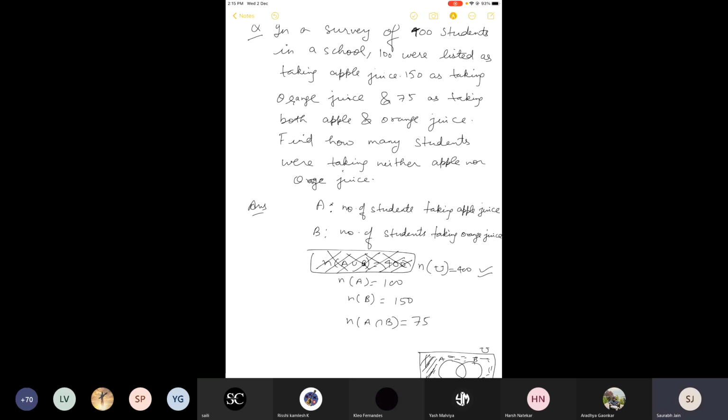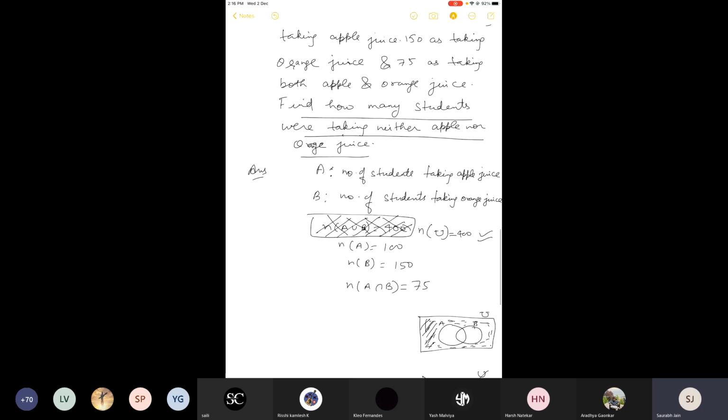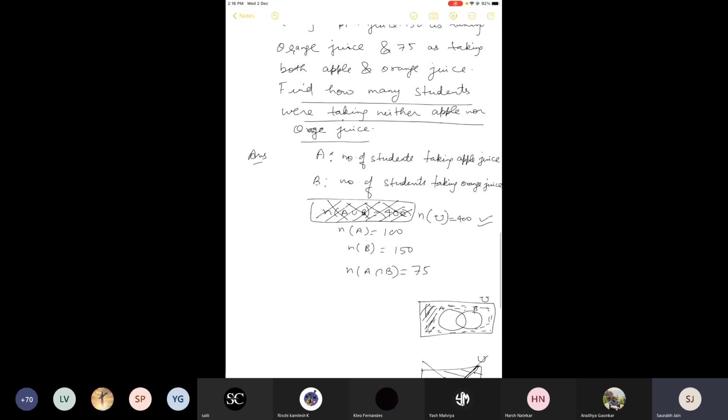Now I want to ask one thing. This language, students are neither taking apple nor orange juice. How will you represent it mathematically? Just like I have written NA, NB, N of A intersection B, and NU. Can anyone tell me how you will write this in terms of sets, mathematically? Number of students neither taking apple nor orange juice. So U minus A union B. U minus A union B. Yes, that is correct. You can write it that way also.